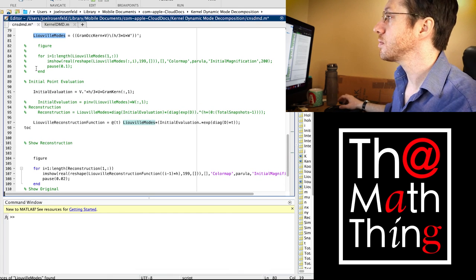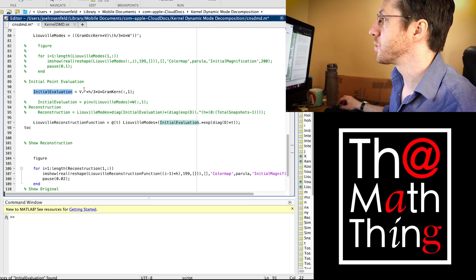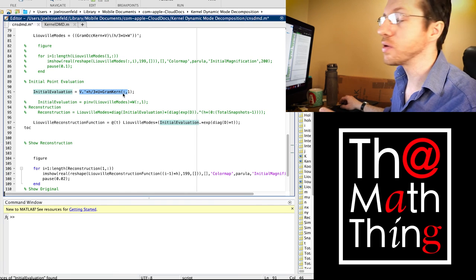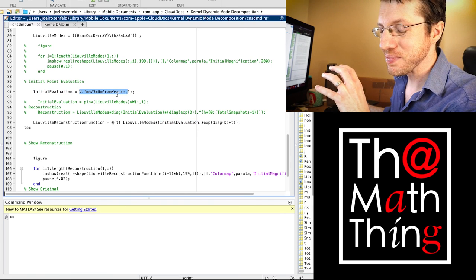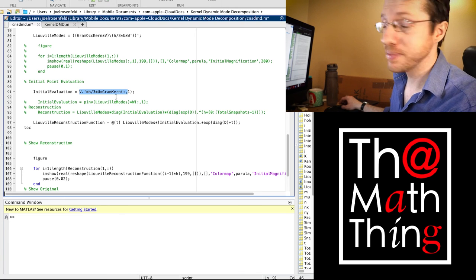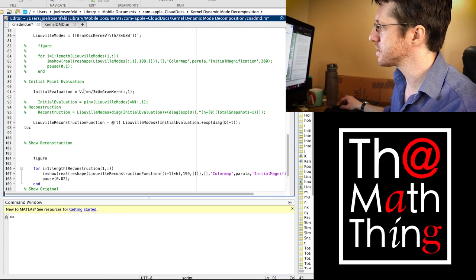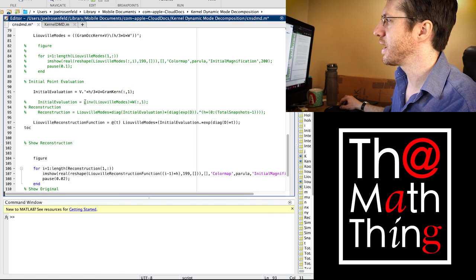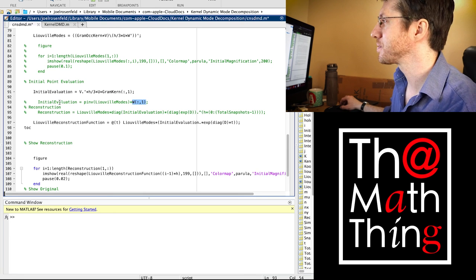And so what we can do then is our initial evaluation, and we can hit this. This gives us our eigenbasis evaluated at the initial point, if we want. And if we want to avoid this because it looks too complicated, we can actually take the pseudo inverse of the Liouville modes on this initial point, and that actually works out pretty well too.